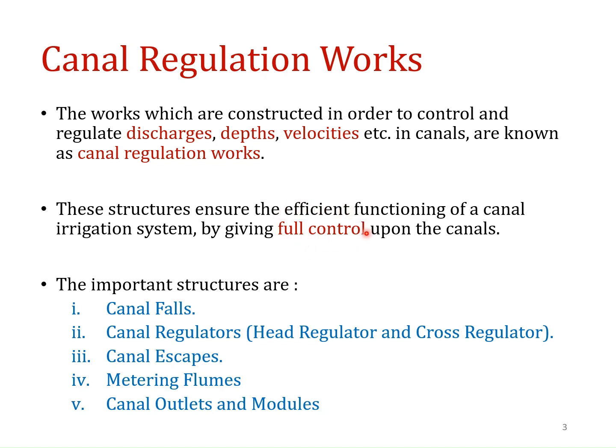So the main thing is that we want to control the water according to our desire, and that is not possible without constructing these structures. So some of the important structures we built on our canal system are canal falls, canal regulators, head regulator, cross regulator, canal escapes, metering flume, and canal outlet and modules.